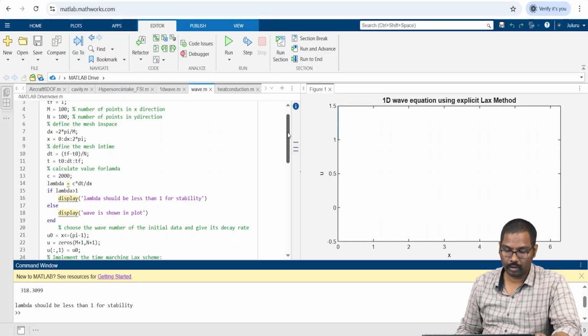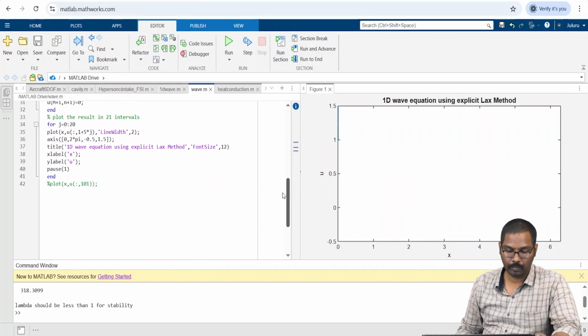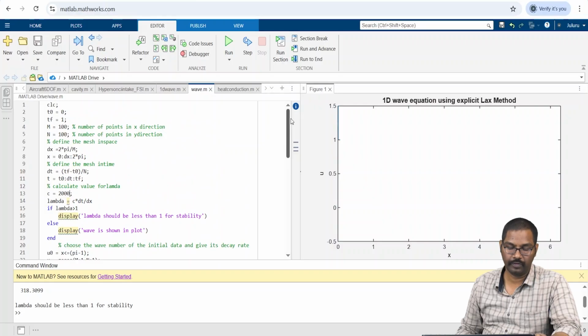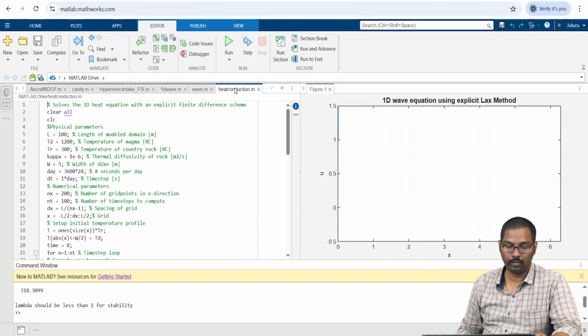So this is how the MATLAB programming is done for the one-dimensional wave equation by using the finite difference approach. So this is a Lax method. Similarly, here we have one more program for the one-dimensional heat conduction equation.